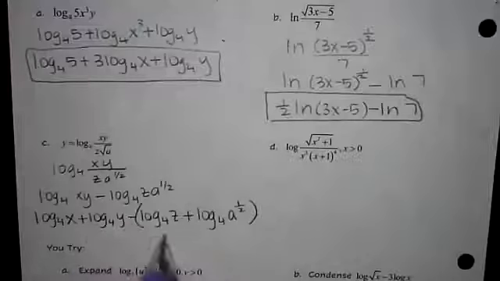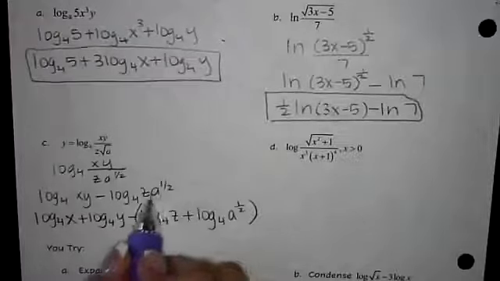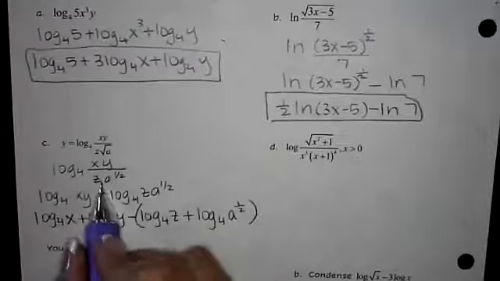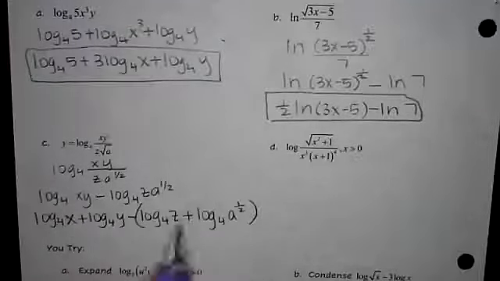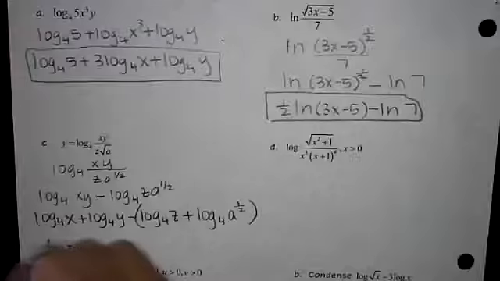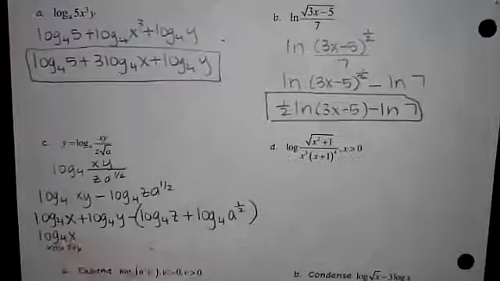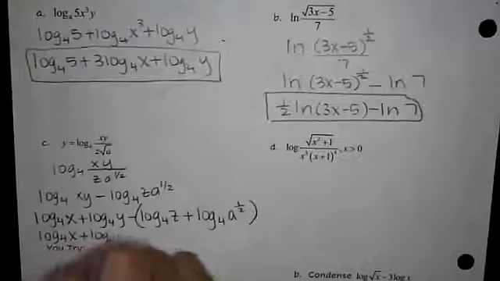We are subtracting this entire thing because yes, they were being multiplied here, but they were in the denominator initially, so there was that minus. So we would distribute this minus to both of those. That's something that students miss a lot. So we get log base 4 of x plus log base 4 of y.